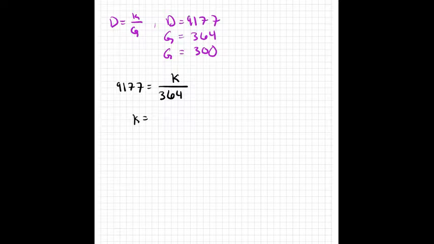Hey Siri, what's 91.77 times 364? 9,177 times 364 is 3,340,428.